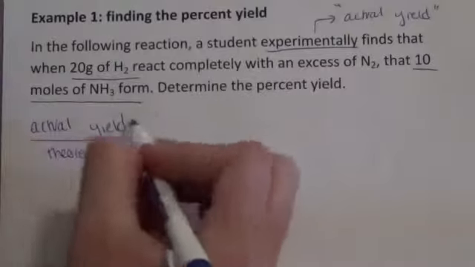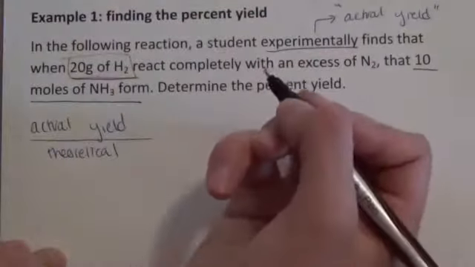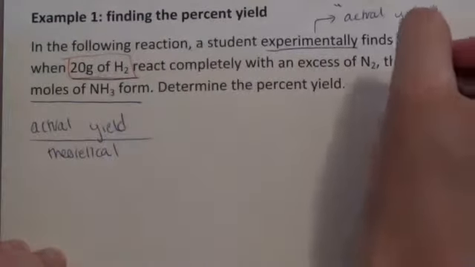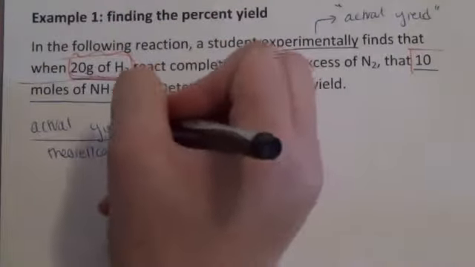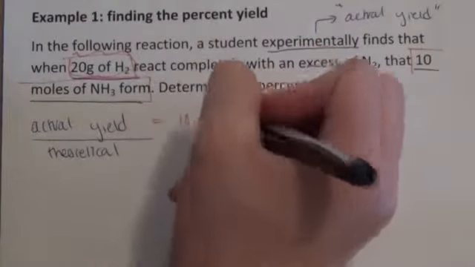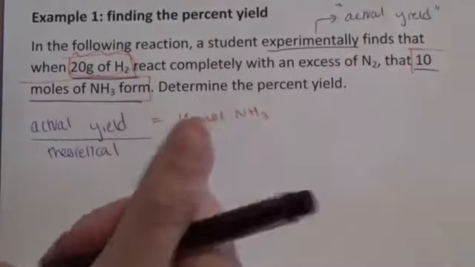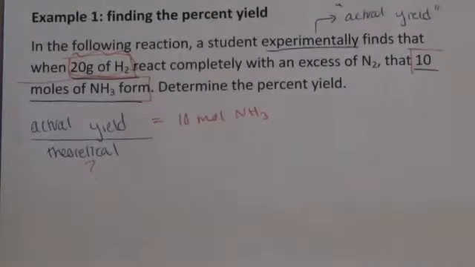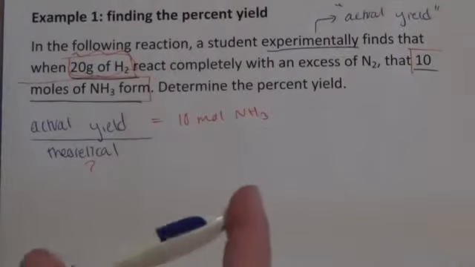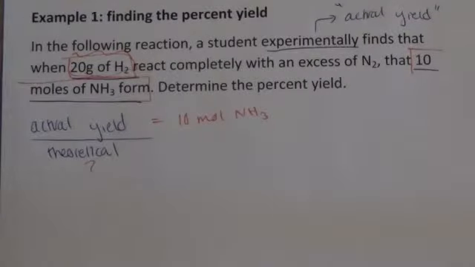So we have our actual yield from up here, which is going to be our 10 moles of NH3. So ignore that. So this is going to be 10 moles NH3. So in order to determine the percent yield, what we don't have is our theoretical. So in order to determine the theoretical, we've got to look at what the student is using in their experiment. So we have our 20 grams of hydrogen.